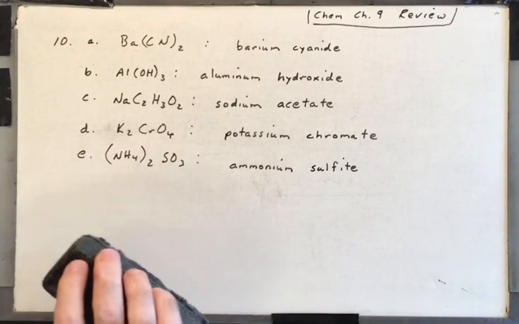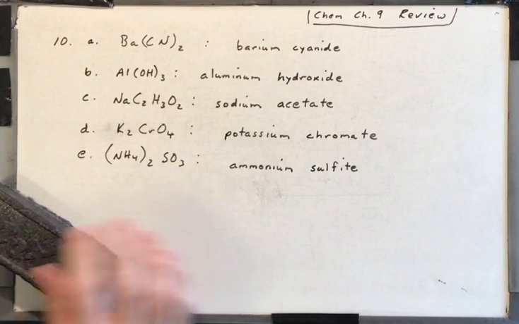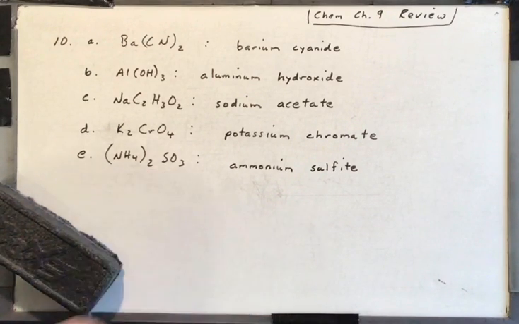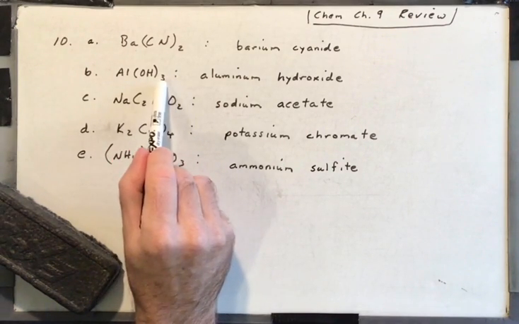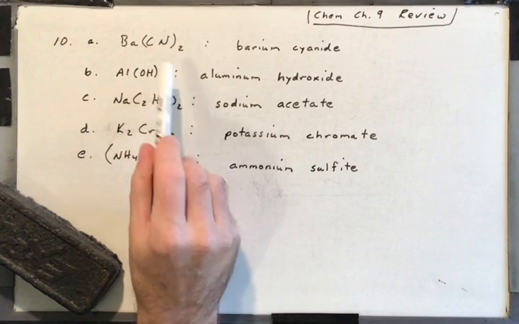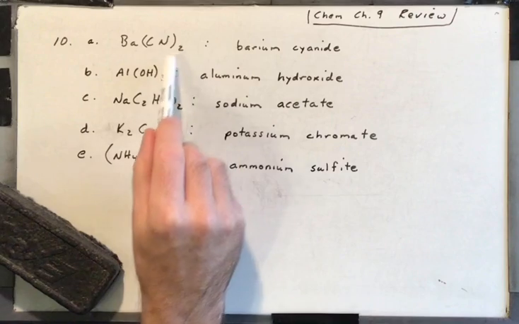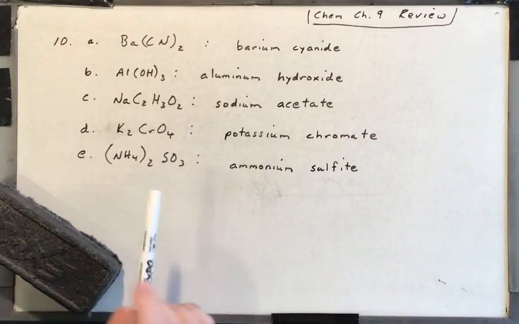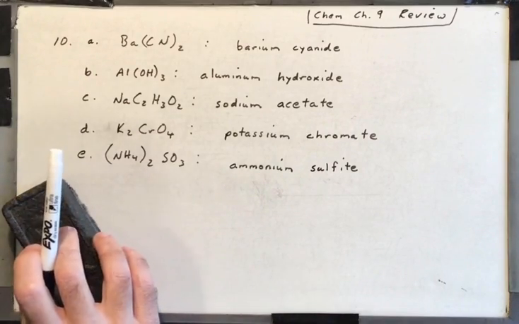If you have the chart, this is a super easy problem to do. But remember, you don't say aluminum trihydroxide. These are ionic compounds. It's not barium dicyanide, it's just barium cyanide. The ionic compounds only form in one way, so we don't have to use those prefixes like we did in chapter 3.